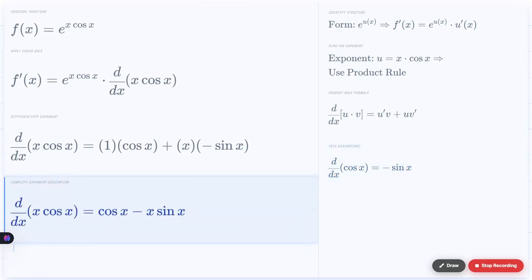We simplify the expression to cosine x minus x times sine x. We do this to make the math easier to read. We combine the terms by multiplying and then subtracting.